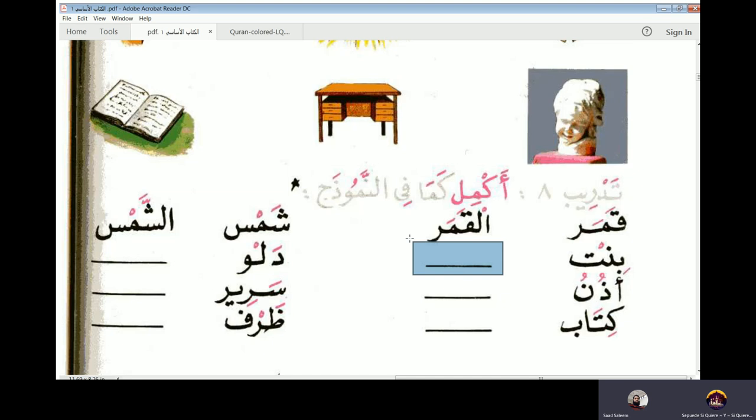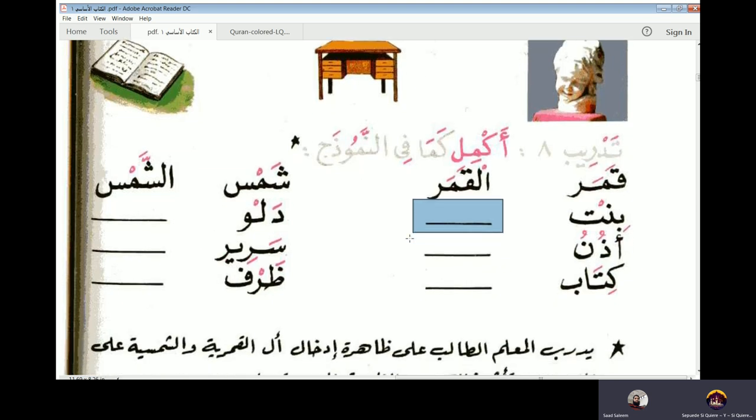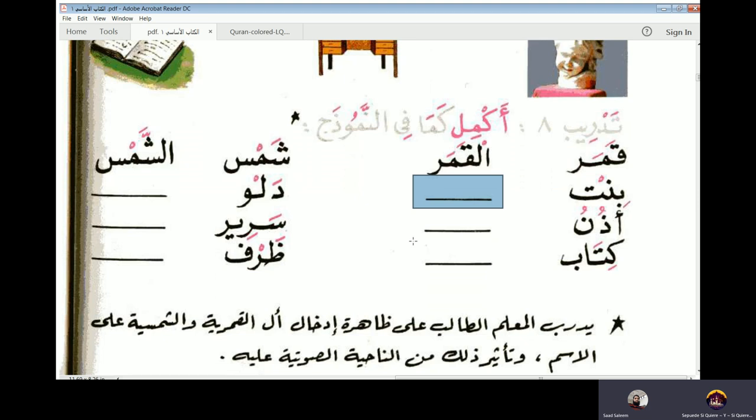Okay, the next word is bintun, which is the girl. Bintun. Al-Bintun. Alif Lam, Al-Bintun, the girl. Al-Bintun, with dhamma at the end. Okay. Bintun, a girl, Al-Bintun, the girl. Say both. Yes, Bintun, a girl, Al-Bintun is the girl. Okay.